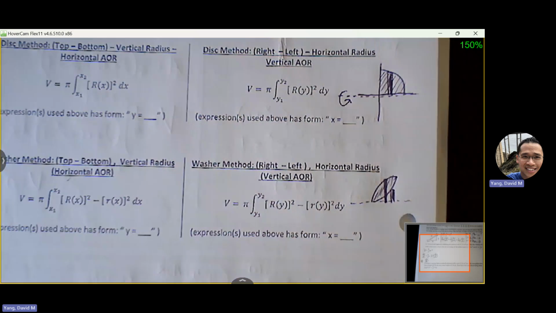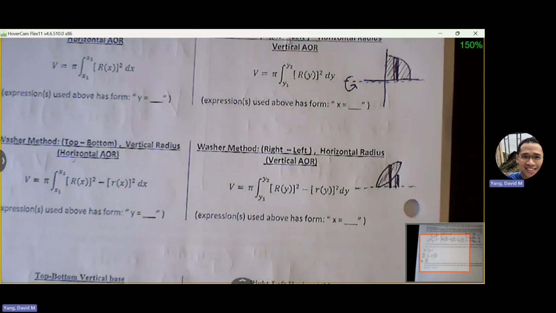For this method, we're adding infinitely thin circular disks. For washer method, we're adding infinitely thin circular rings.